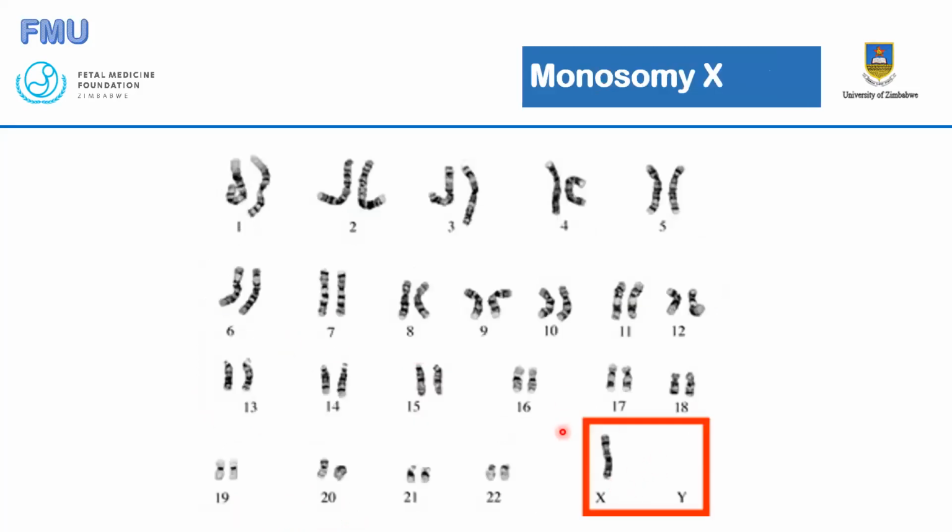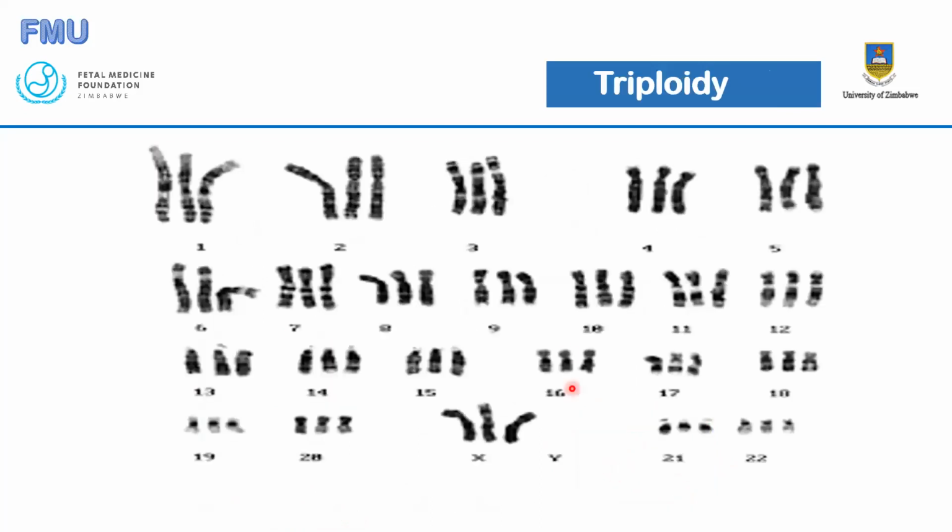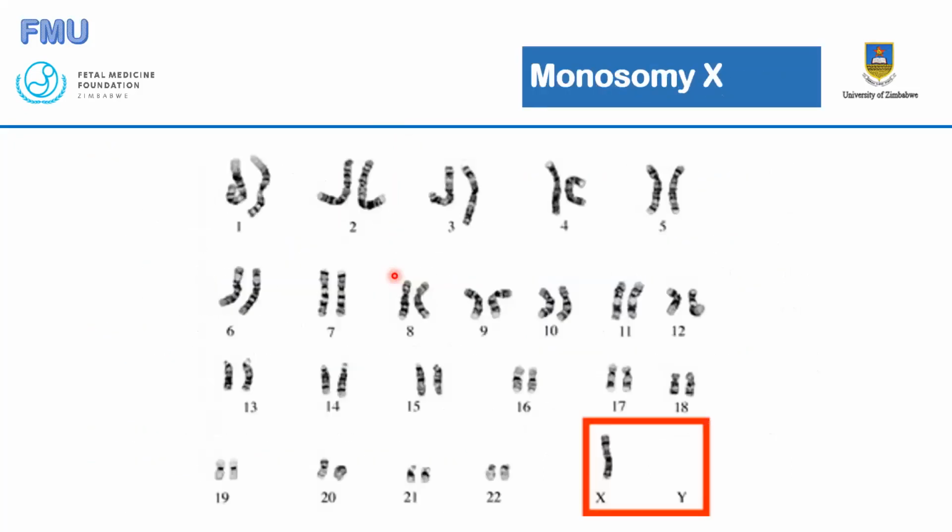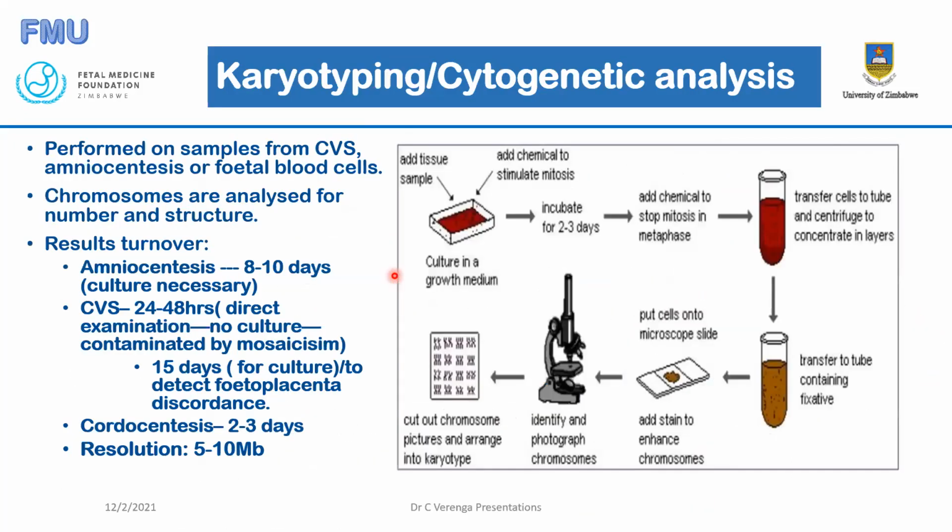Then monosomy X is what people normally call Turner syndrome. In monosomy X, there will be a missing sex chromosome, whether X or Y, but there is only X there. So there is a missing X chromosome in monosomy X. Then in triploidy, we have a triplication of the chromosomes. Instead of having a diploid number, we now have a triploid number. You can see there are now 3 of each chromosome instead of 2. So these are the abnormalities that we can pick using conventional karyotype.